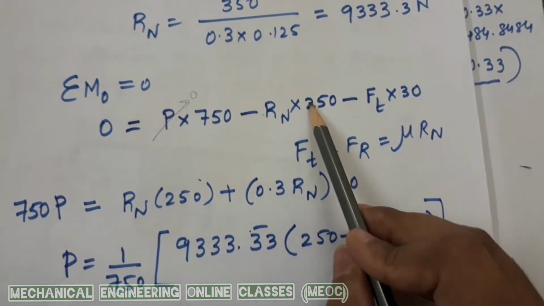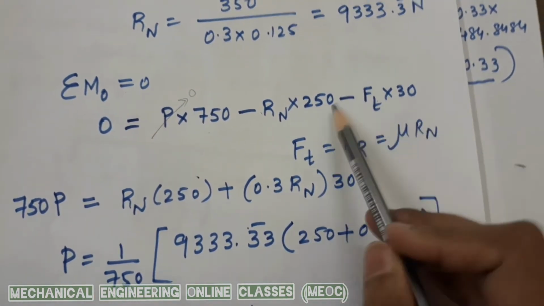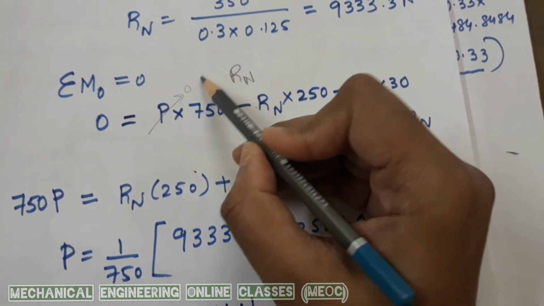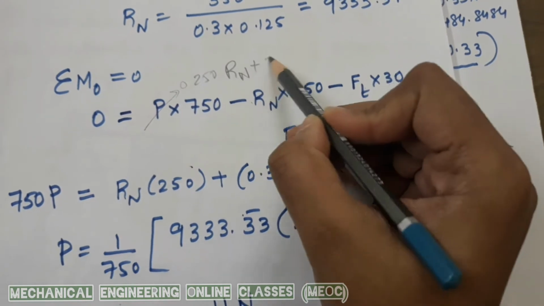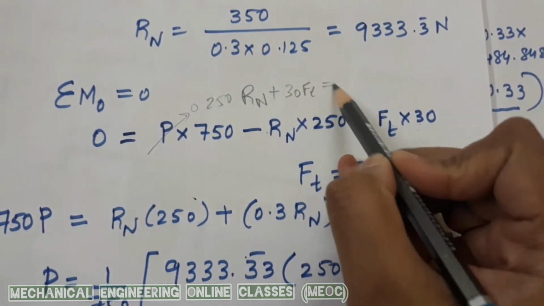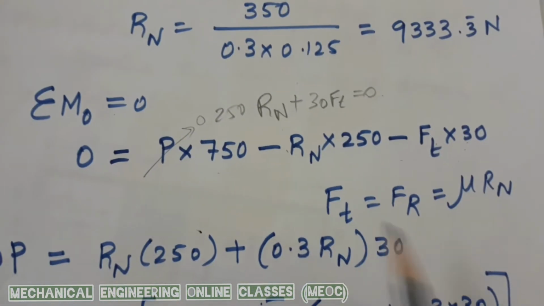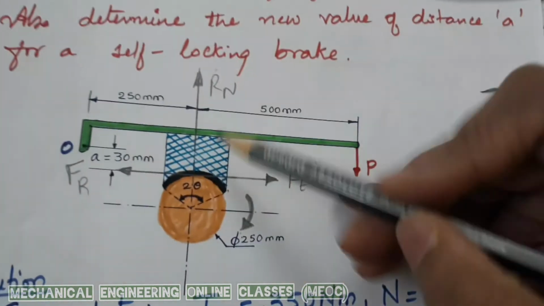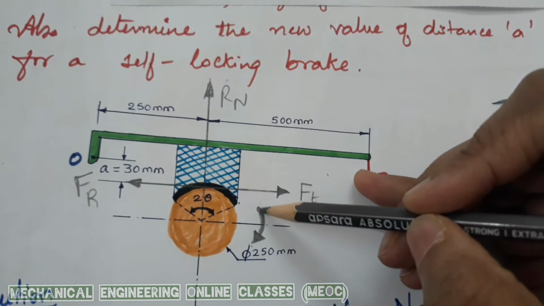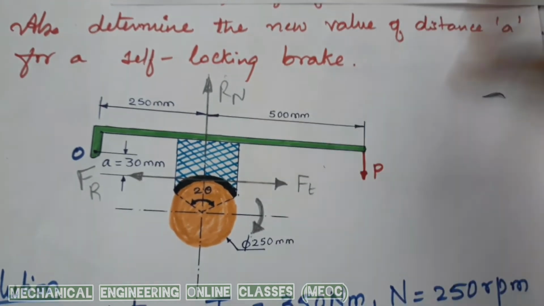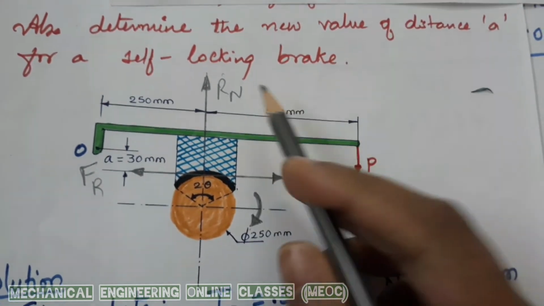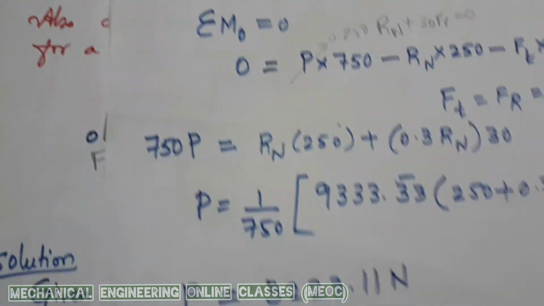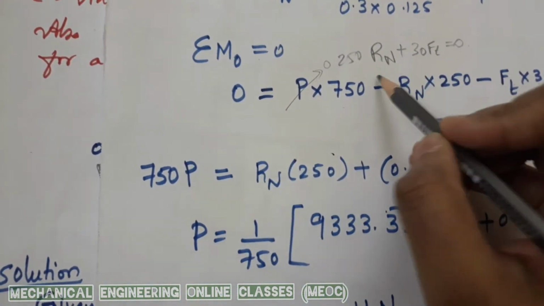Rn into 250, Ft into 30, both are in the same direction. So we will have to write it as 250 Rn plus 30 Ft is equal to 0. Now Rn is always upward, and for a clockwise rotating drum, Ft is always rightward only. So these directions cannot be changed. So when we are trying to solve this, one of the values becomes negative.